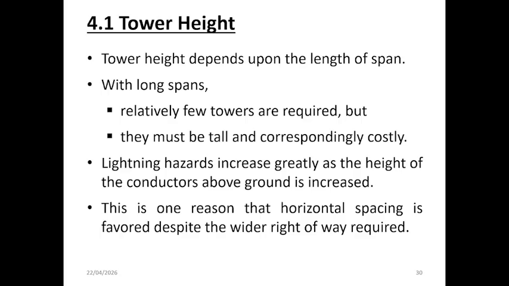For this reason, you often prefer horizontal conductor spacing configurations, even though they require a wider right of way. This approach helps reduce tower height, minimize lightning risks, and achieve a more balanced and cost-effective design for the transmission system.